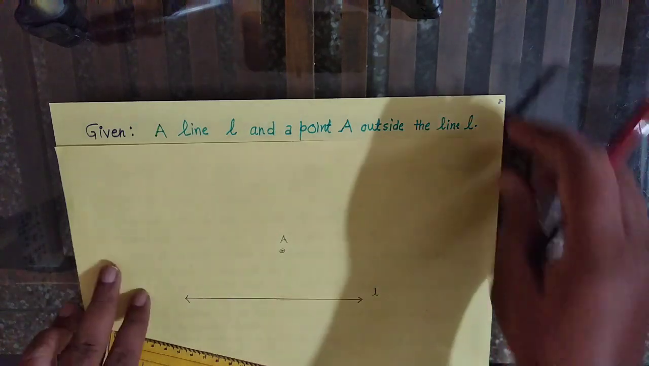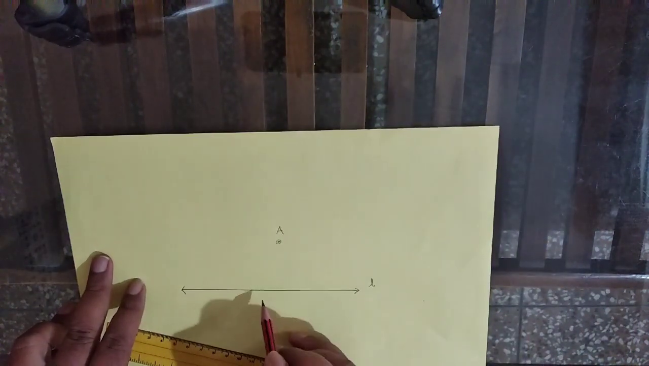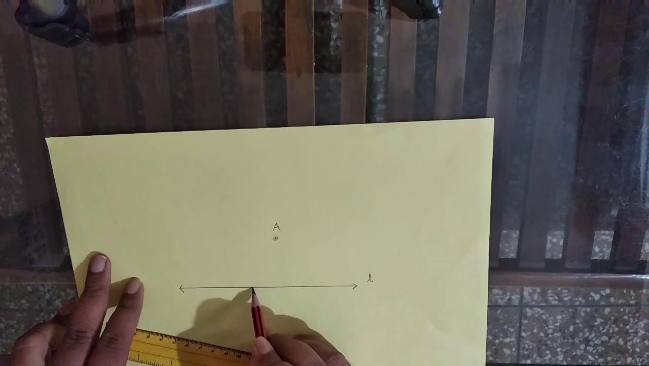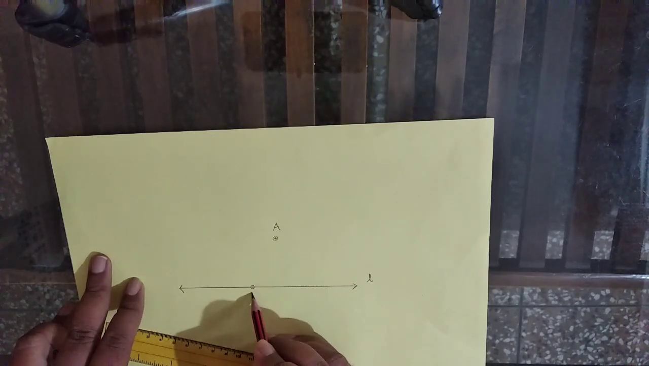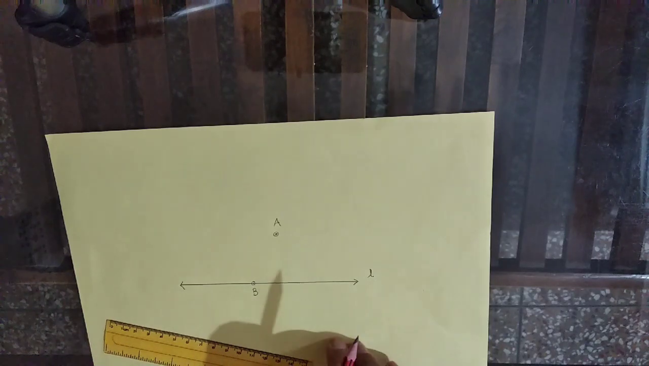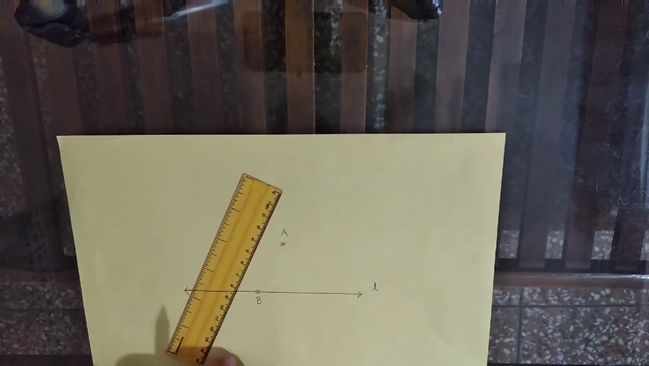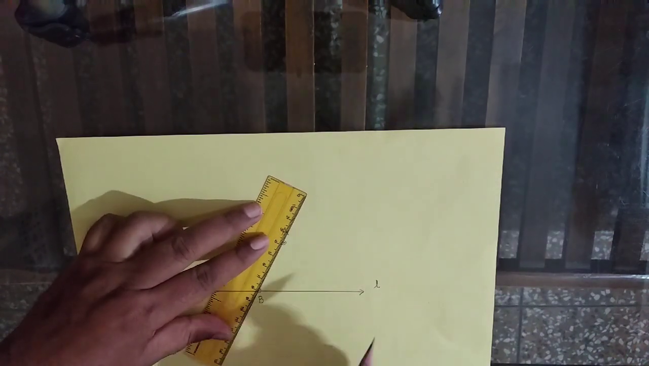Again, take a point B on the line L. Take a point B on the line L. And join B to A.